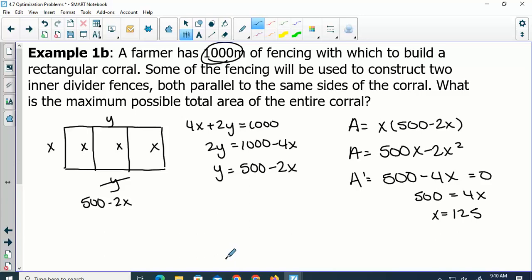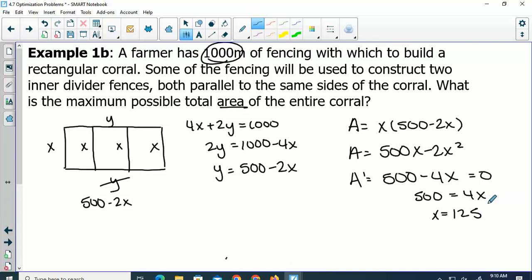Okay, we need to answer the question. But I didn't ask you for the dimensions this time. What did I ask for? The maximum area. Now we do always kind of have to check. Sometimes, depending on our equation, we might get multiple answers. We need to make sure they're reasonable.